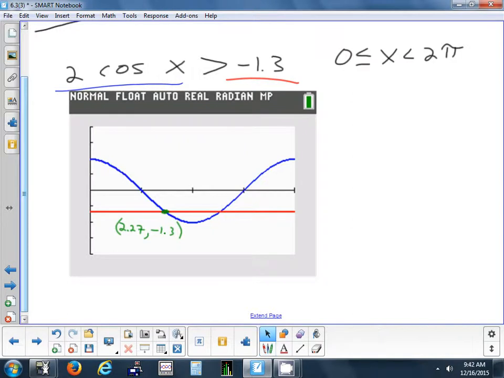Okay, and I need it for this one as well. So I got negative 1.3 for the y. How about for the x? I got 4.004. Okay. Anybody else get that? Okay, so let's just go 4.00. All right, so how many intervals are there where the blue is above the red?